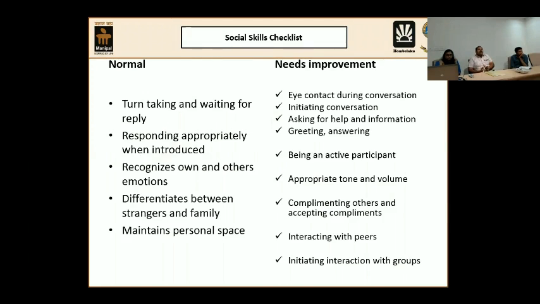Coming to the topic of discussion, that is the social skills. Here we use a checklist of social skills which has about 30 items. What Madam had pointed out, some of them are split up into 2 or 3 components in this checklist. This is the set which required improvement: eye contact, initiating conversation, asking help, greeting, being an active participant, appropriate tone and volume, complimenting, interacting with peers.